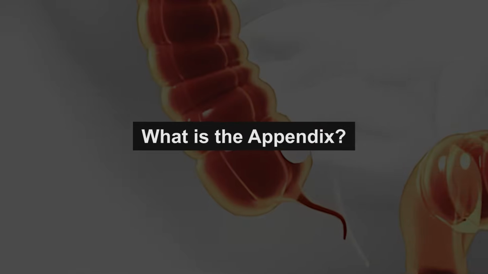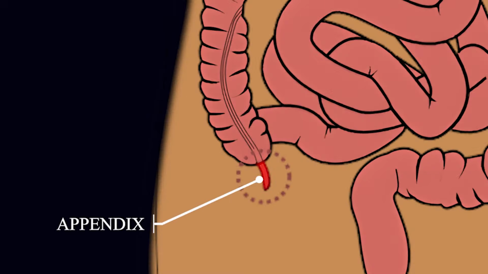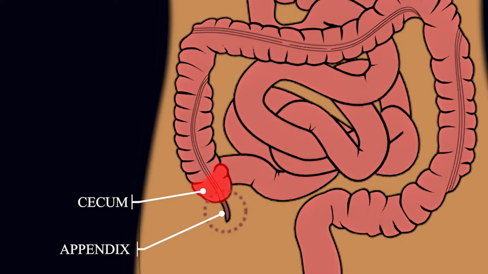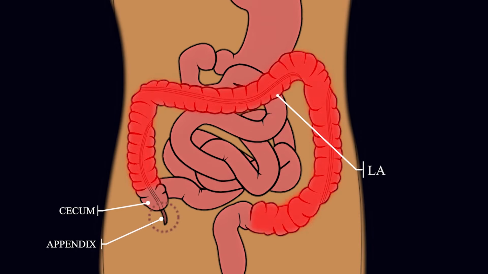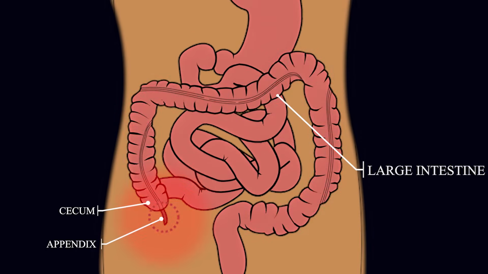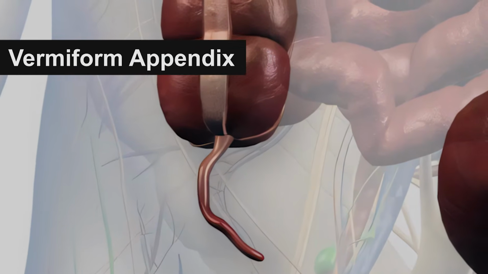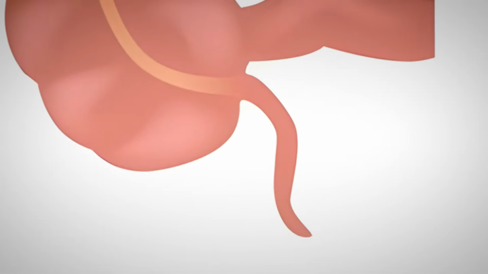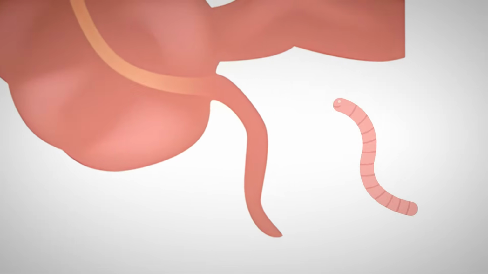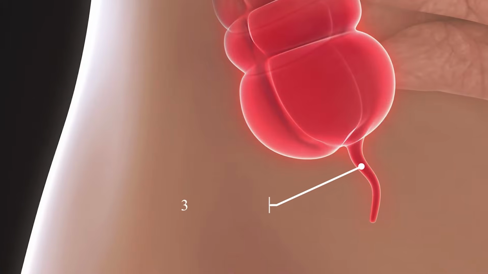What is the appendix? The appendix is a small, tube-like structure that sticks out from the cecum, which is the first part of the large intestine. It's found in the lower right side of your abdomen. In medical terms, it is called the vermiform appendix, which means worm-shaped appendix because it looks like a small worm or finger. It is usually 3 to 5 inches long.